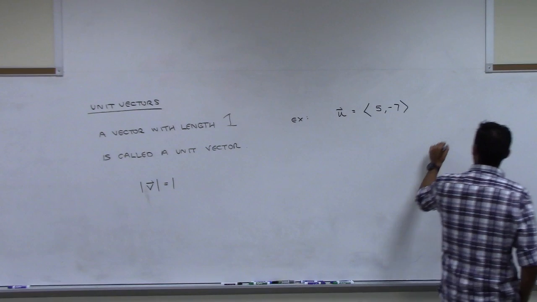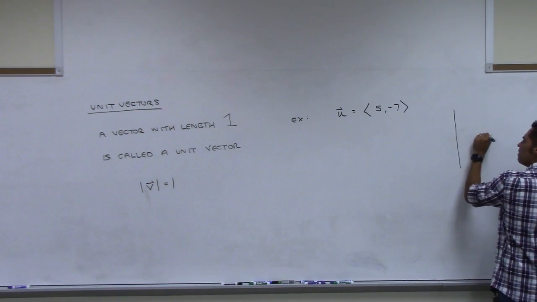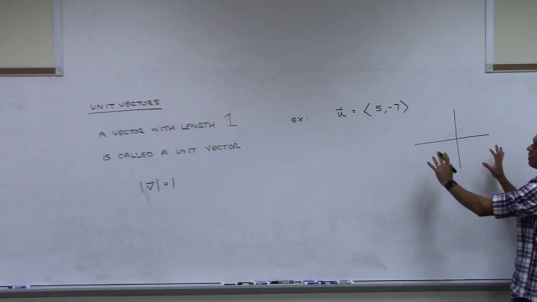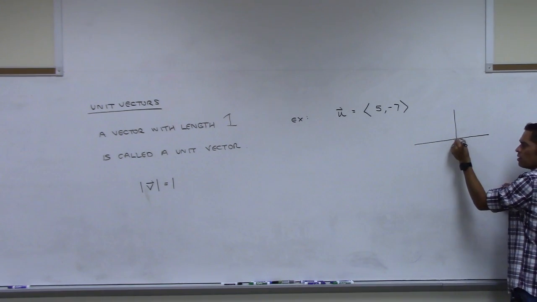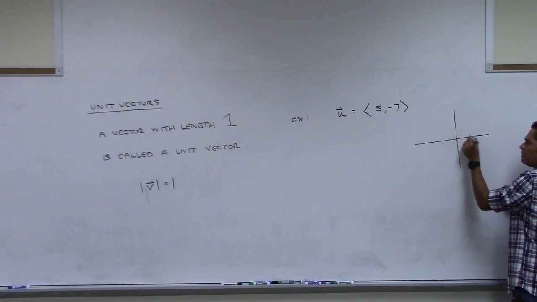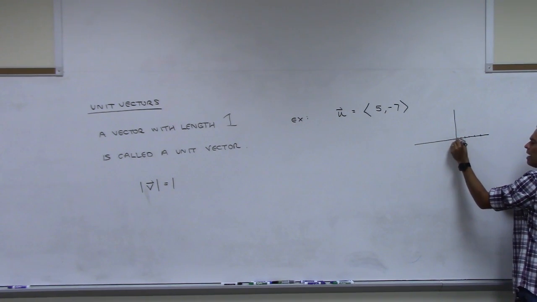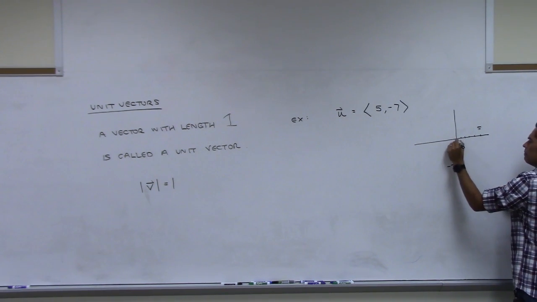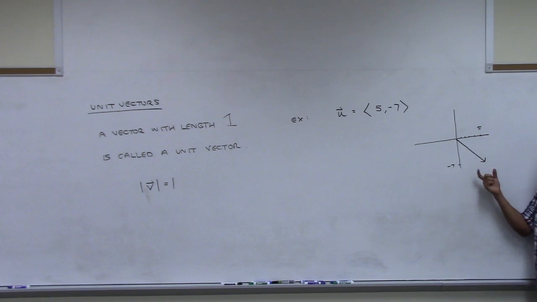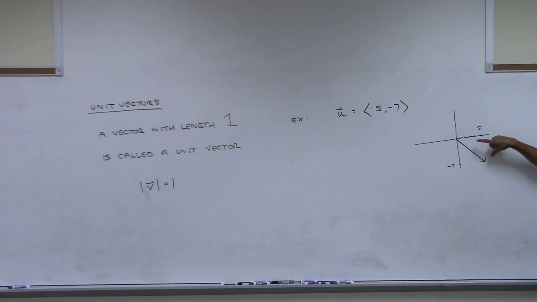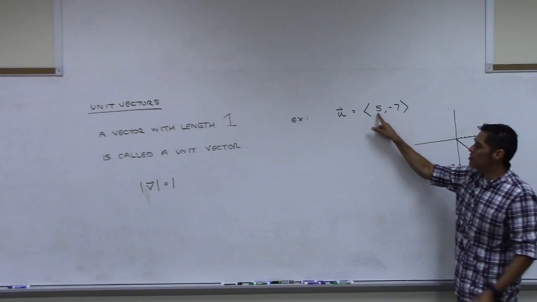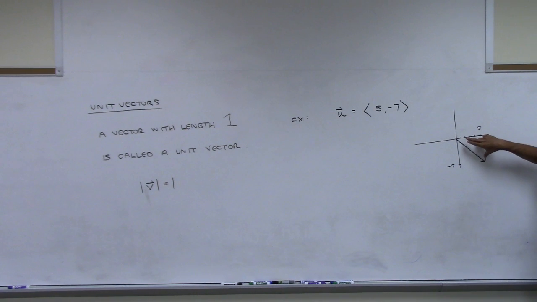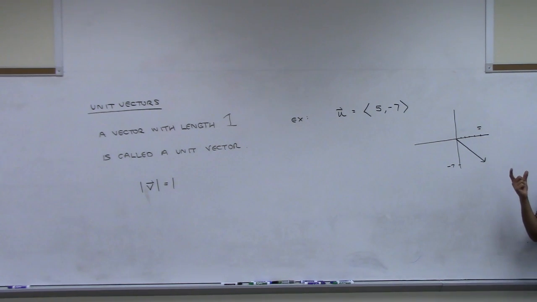If we were to do a graphical representation of this, we could place it anywhere we wanted on this flat sheet of paper. But if we started at the origin, we would move to the right 5 and go down 7. That would be a representation of that vector. This is your horizontal displacement, and this is your vertical displacement. It's obvious that that does not have a length of 1.